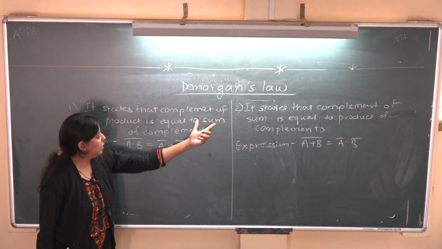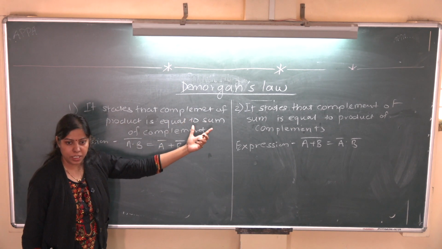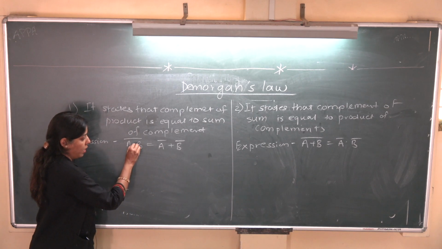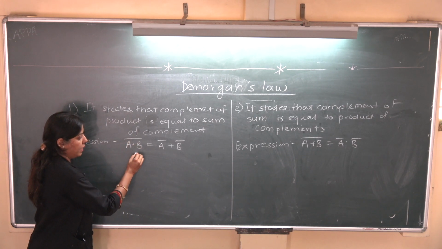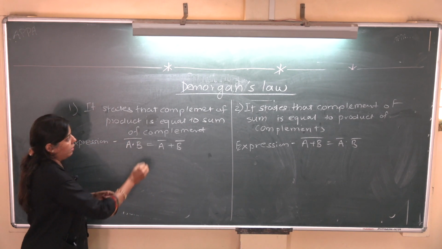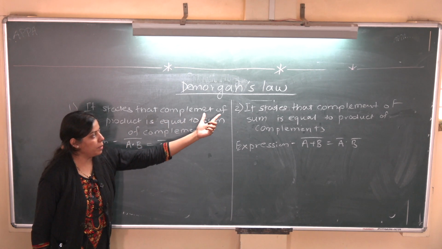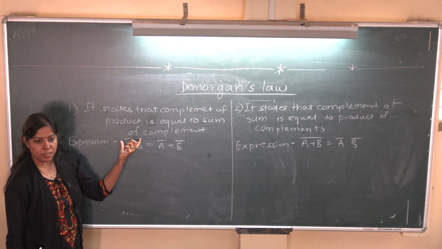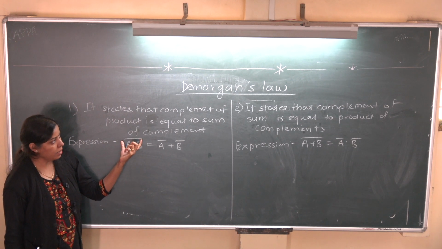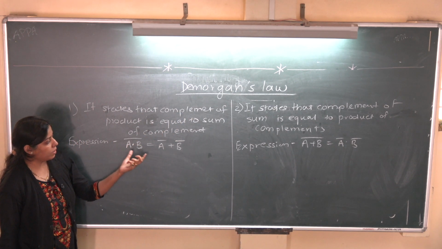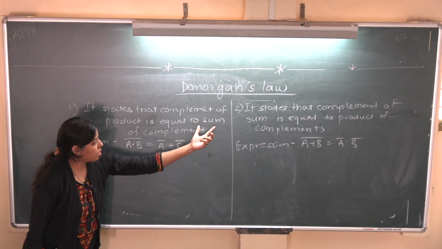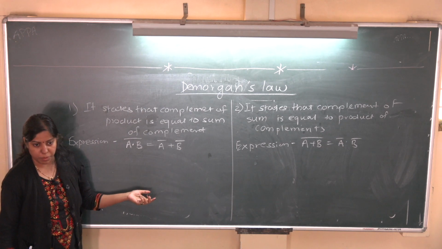Complement of product. Product means what? Into. So, I am writing here A into B. Now, we are saying that the complement of the product A into B, the complement itself is considered as a bar. So, complement of product is equal to sum of complements. What is the meaning of this?